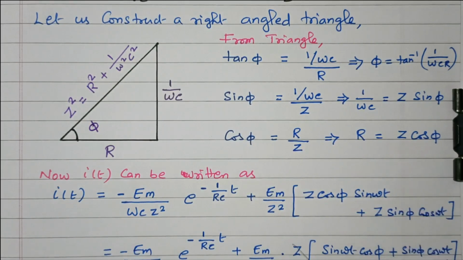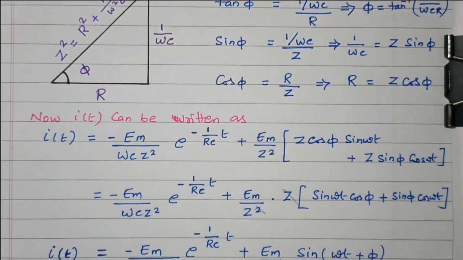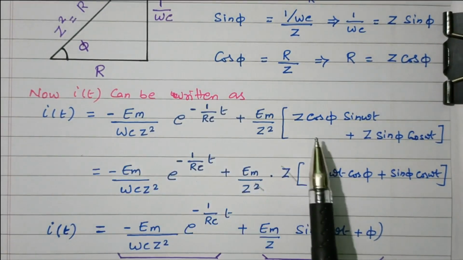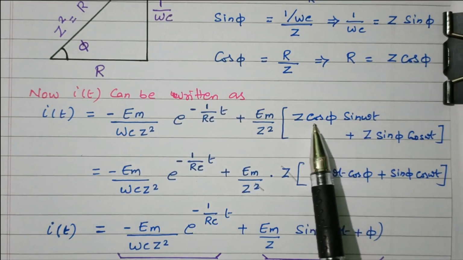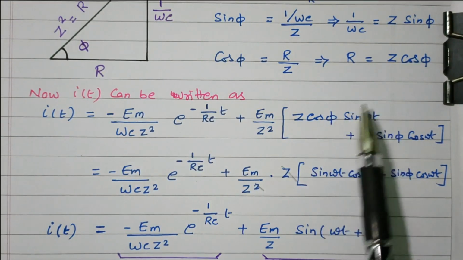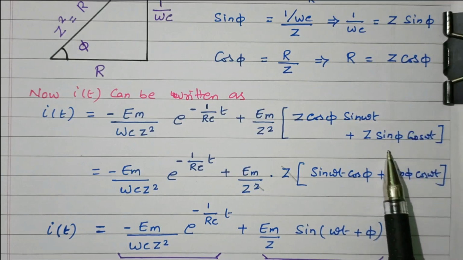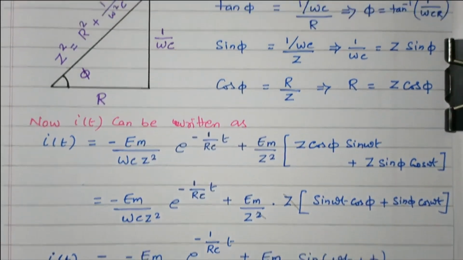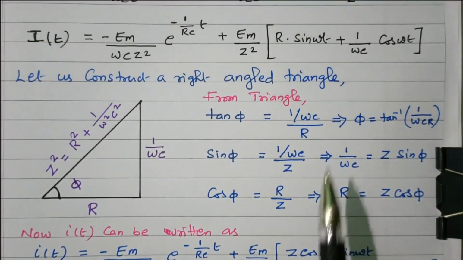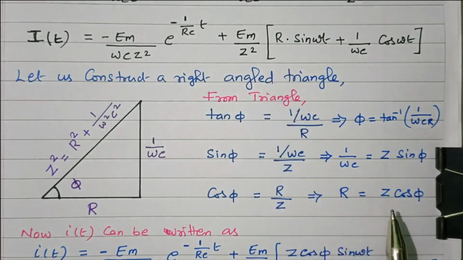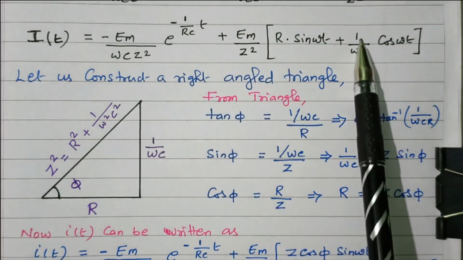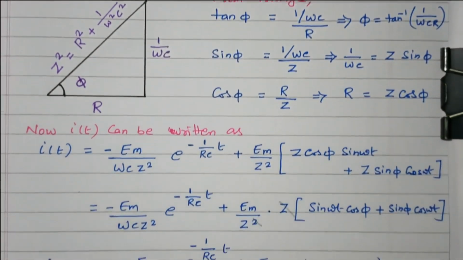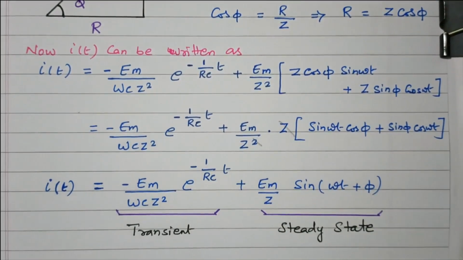Right. So these two values we can substitute in the previous equation that we calculated. So this is the equation we framed. Here R is replaced by Z cos phi, and 1 by omega C is replaced by Z sin phi. Now we'll refer to the previous equation. Here R is replaced by Z cos phi, and 1 divided by omega C is replaced by Z sin phi. So we got one more simplified form.